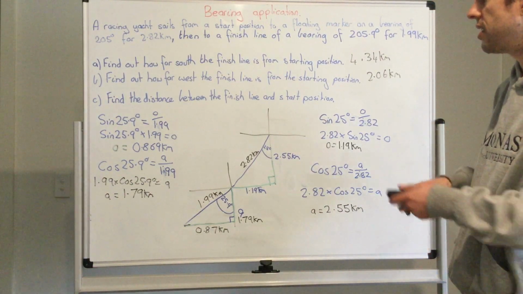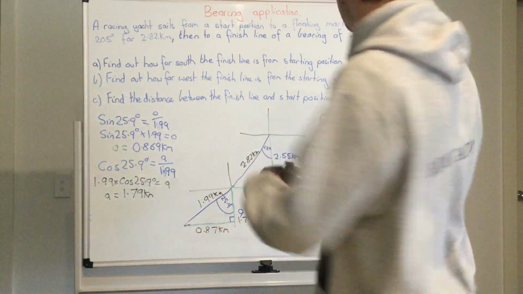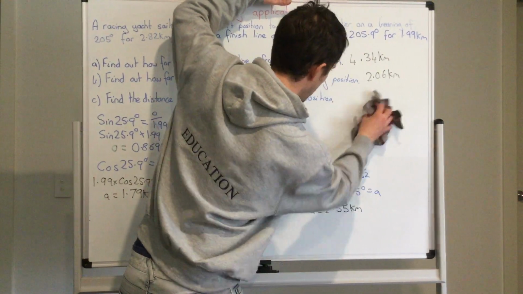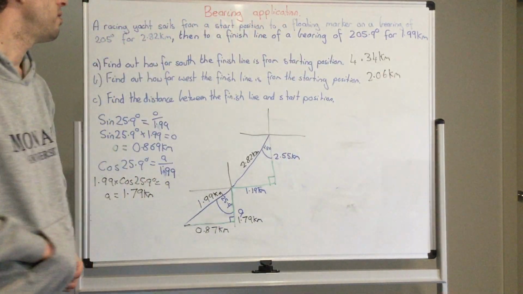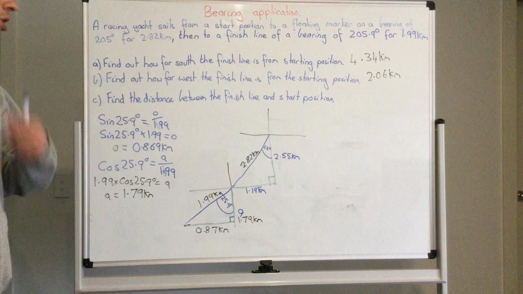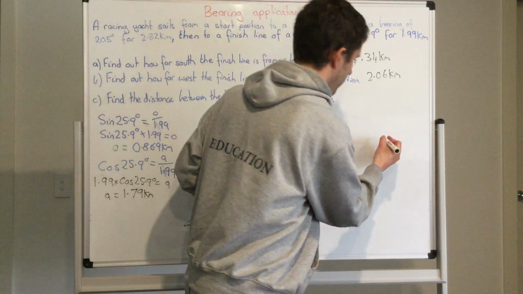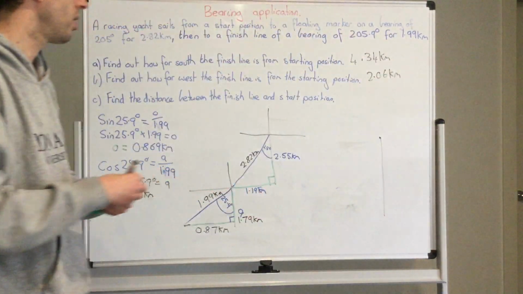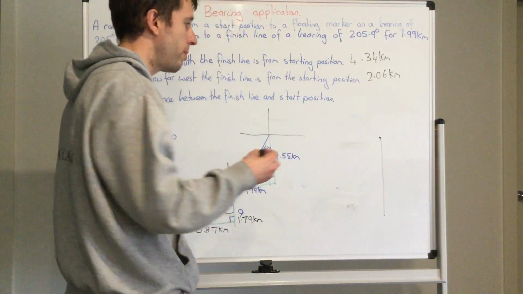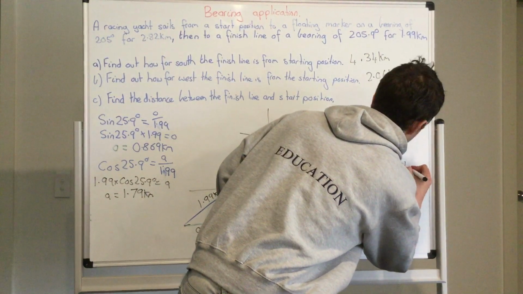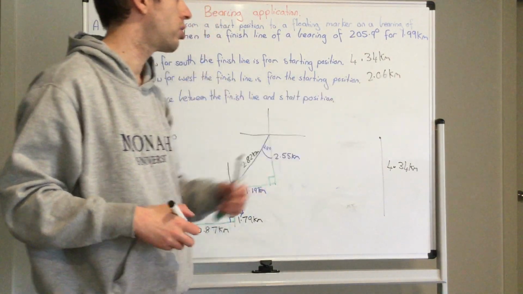The last one, find the distance between the finish line and the start position. So I'm going to make some space on my board. I'll rub out just this side, because we need our picture. Okay, so to find out the distance from the start to the finish, I'm going to use these two amounts. I know that we have gone south, and we have gone south how much? Well, we've worked out it's 4.34 kilometres. We have gone west. How far have we gone west? We've gone west 2.06.